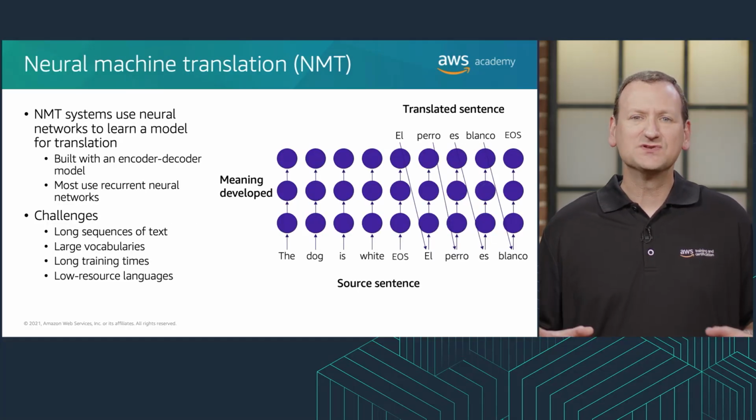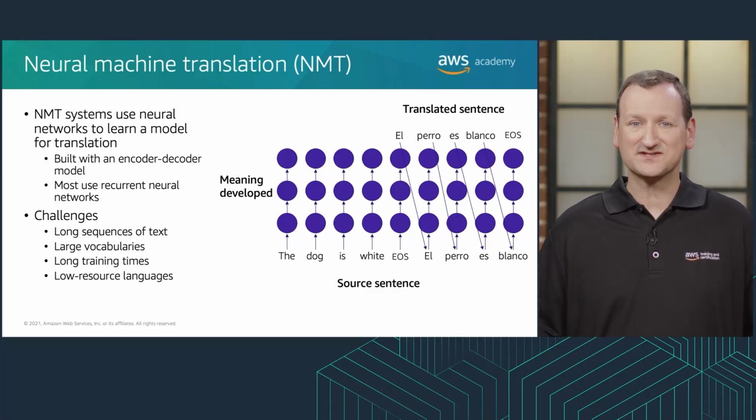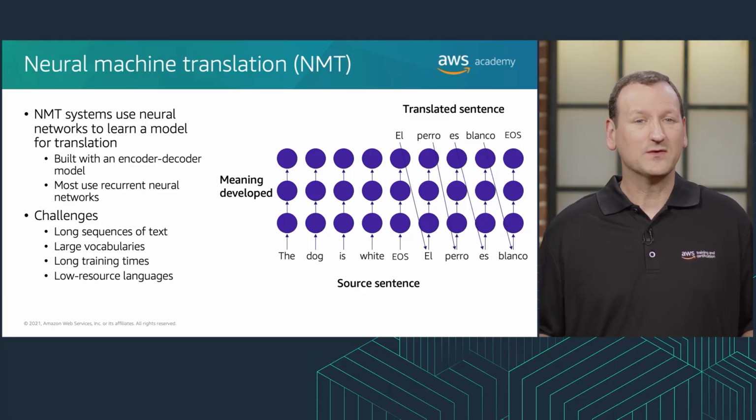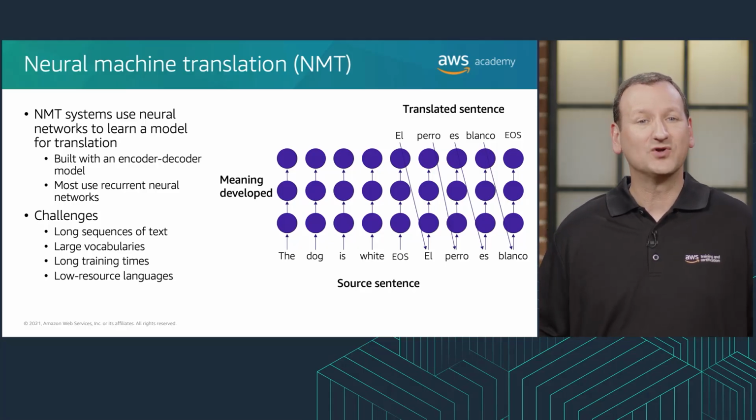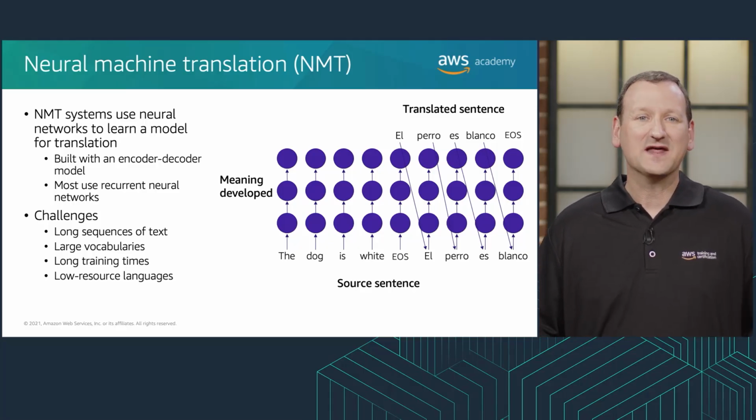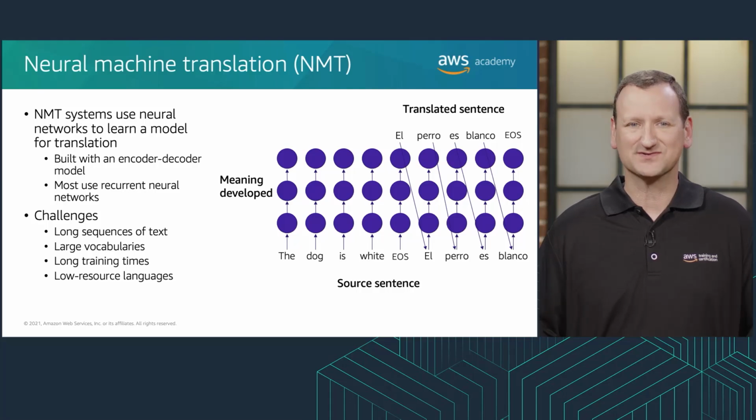NMT systems use neural networks to learn a model based on previous translations. As you learned about in Module 2, neural networks include two sets of nodes, one for an encoder layer and one for a decoder layer. Most NMT systems are built with recurrent neural networks. NMT systems are better at understanding context than SMT systems, as they can capture the context in a vector and then apply that vector to multiple language pairs. NMT systems are generally an improvement on SMT systems, which were developed before neural networks were in wide-scale commercial use.